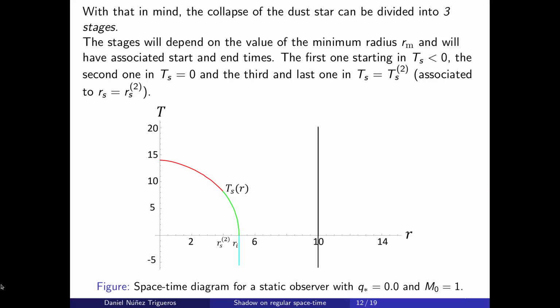I don't want to enter in too much detail, but the radius of the star has a value for that time, and we're going to call that Rs2. And that's when the second stage is. And then the third stage is the rest of the collapse. Here, this is like the surface of the star, obviously, as it decreases. And the first case is a static observer, so it remains at the same radius.